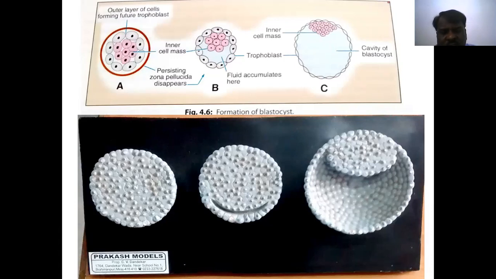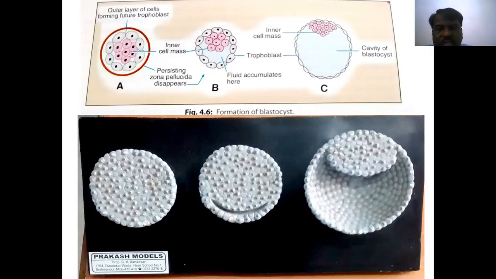This is known as the cleavage of the fertilized ovum: two cells, three cells, 4, 8, and 16 cells, known as the morula. Remember this, the morula is very, very important. They may ask about it in the viva in the examination.